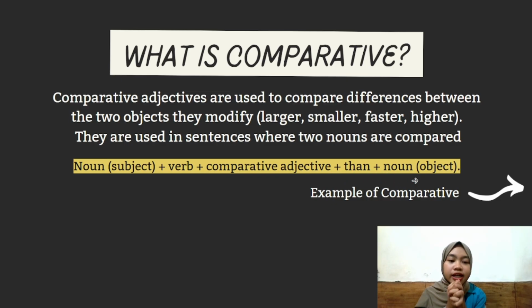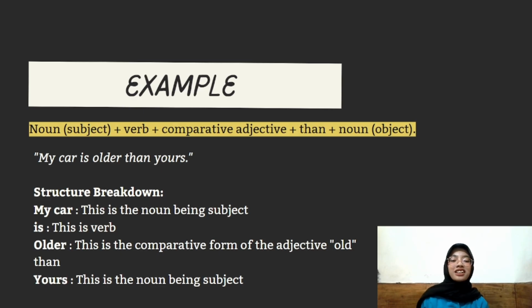Okay? In conclusion, comparative adjectives are essential when you want to highlight differences between two things. Understanding how to form and use them correctly helps you communicate more clearly and effectively in English. Okay, next, example of comparative. To make it clear, let's take a look at the example on this link.